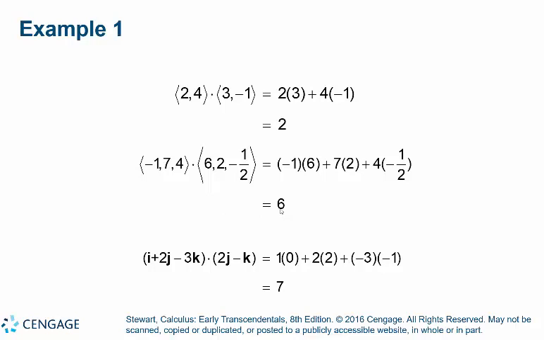Okay, this one here, notice that they're trying to trick you on this one. This is a three-dimensional vector with the ijk notation times 2j minus k. Notice how there's no i in this second vector. That just means they have 0 i. So the coefficient in front of this one would be 1 times 0, and then it would be 2 times 2, and then negative 3 times negative 1. You would sum all those, and you would end up just getting 7.